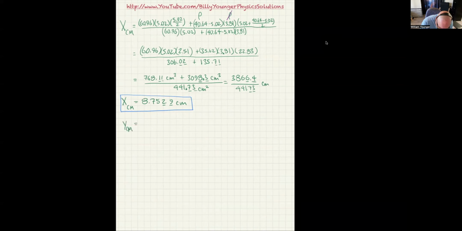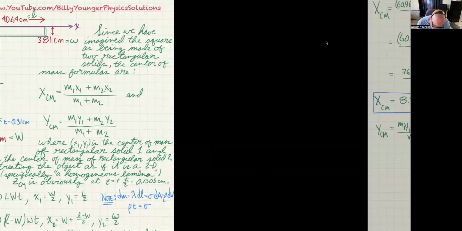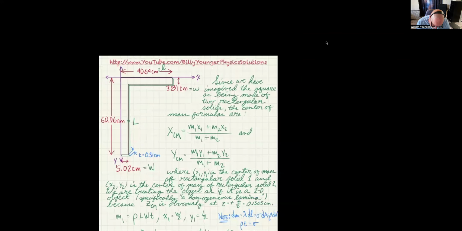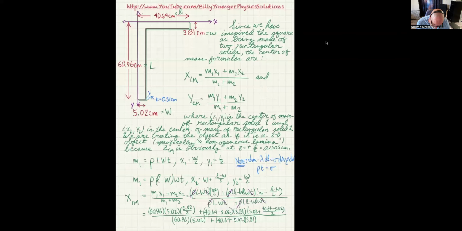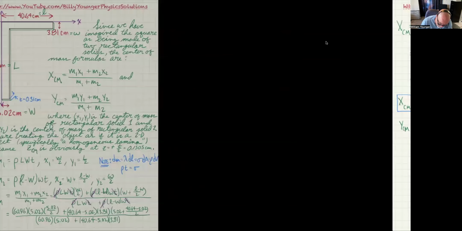Y center of mass would equal M1 Y1 plus M2 Y2 divided by M1 plus M2. And again, we can make a lot of cancellations here. Let's see if I did do that. No, I didn't do the cancellations yet, but we can go ahead and write out exactly what they are.